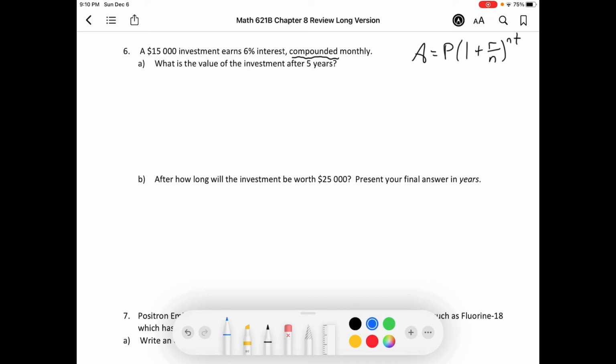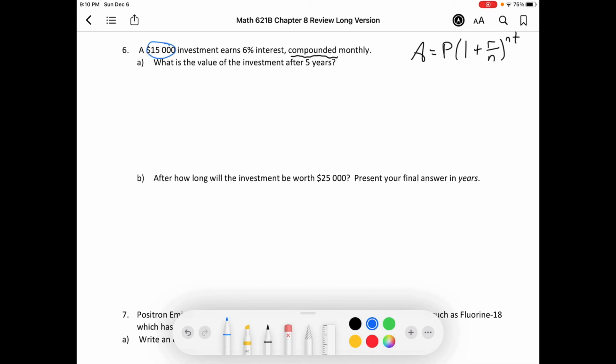So let's pull this apart. $15,000 investment. So that is the principal, what you start with. 6% interest. In this case, R is 0.06. In compound interest, you don't need to do any extra stuff to figure out what you add or subtract. It's all in the formula. It's compounded monthly. That means that it happens 12 times per year, so n is 12. Find the value of the investment after 5 years.